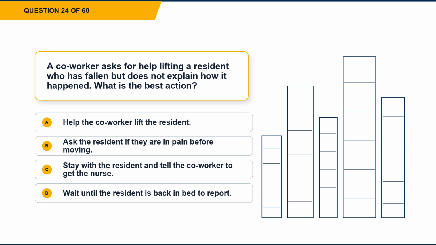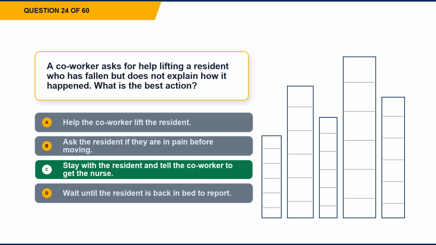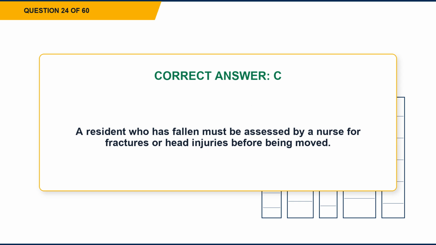Option A, help the coworker lift the resident. Option B, ask the resident if they are in pain before moving. Option C, stay with the resident and tell the coworker to get the nurse. Option D, wait until the resident is back in bed to report. The correct answer is option C, stay with the resident and tell the coworker to get the nurse. Explanation: a resident who has fallen must be assessed by a nurse for fractures or head injuries before being moved.